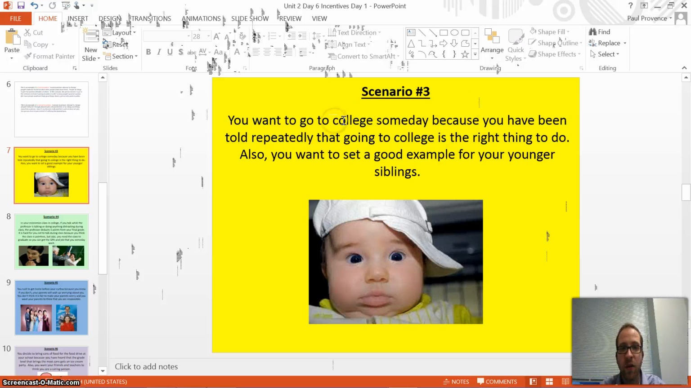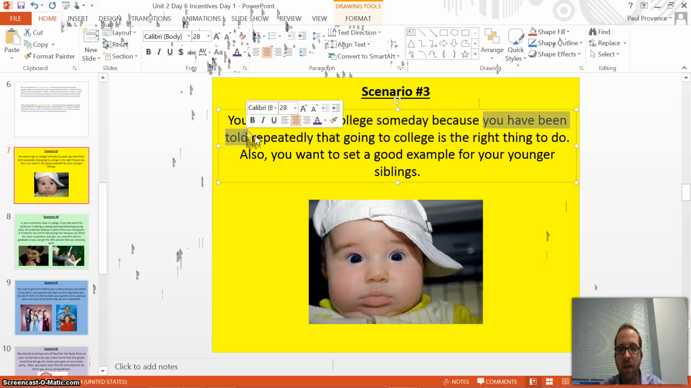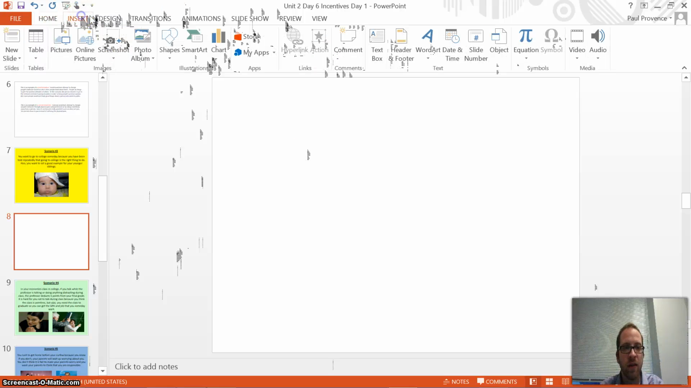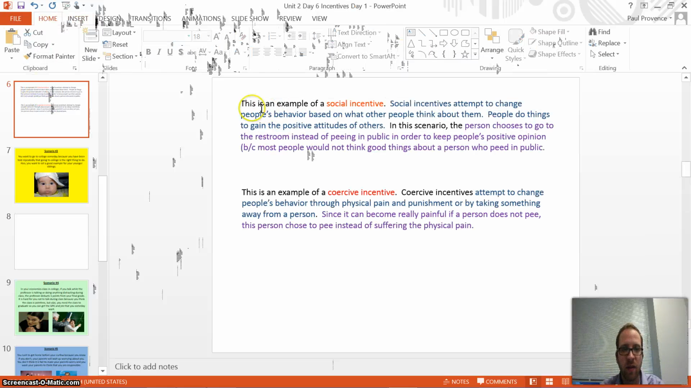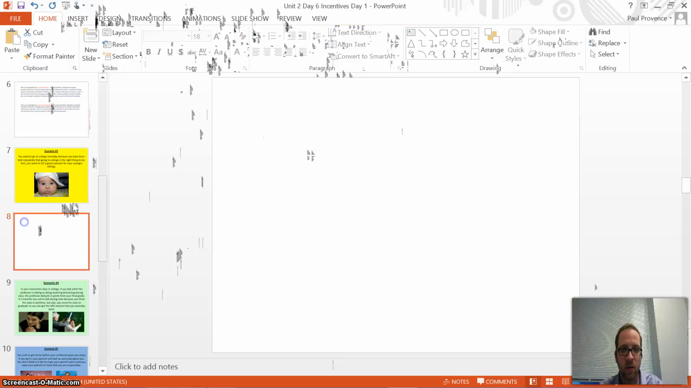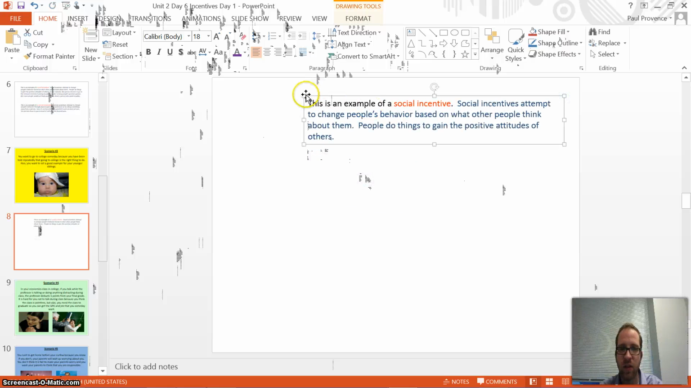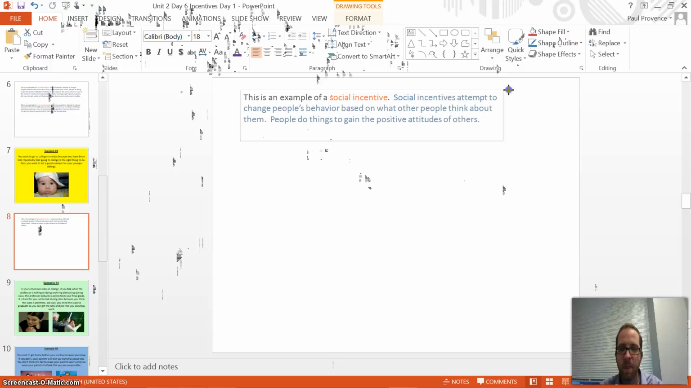Now, we could say you want to go away to college someday because you had a conversation with God, it says in the Bible, or a moral or philosophical system, Confucianism, whichever one, told you that it was the right thing to do. But if other people are telling you it's the right thing to do, that's a social incentive, not a moral incentive. So, new slide, same as before. This is an example of a social incentive. Social incentives attempt to change people's behavior based on what other people think about them.